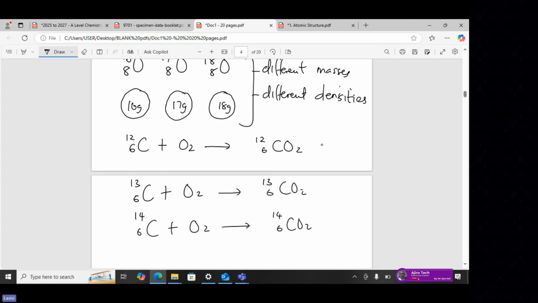But this one we have molar mass of what? 12 plus 16 times 2. That'll be 44. Then I'll give you 13 plus 16 times 2. That'll be 45. I'll give you 14 plus 16 times 2. That'll be what? 46. You get it for now. They all behave the same way chemically, but they have different masses. Is that okay? I'm done with that.